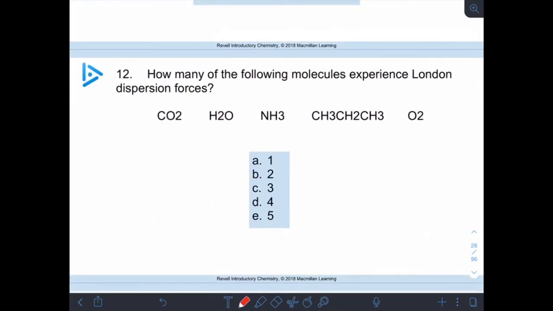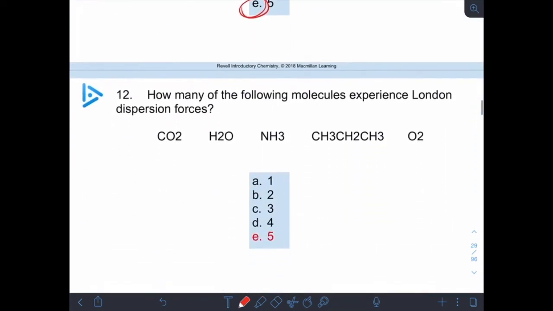All right, so hopefully this is a gimme. This is a no-brainer. How many of the following molecules experience London dispersion? Everything experiences dispersion forces, so all of these molecules fit that category. Don't even have to look at the structures or what they're made of. Everything can do dispersion.